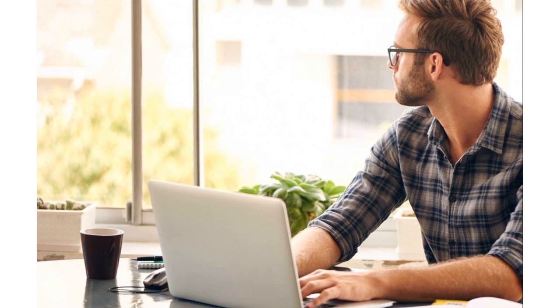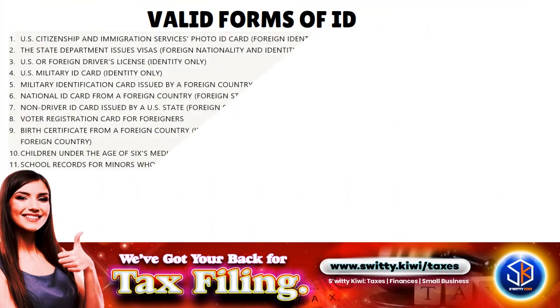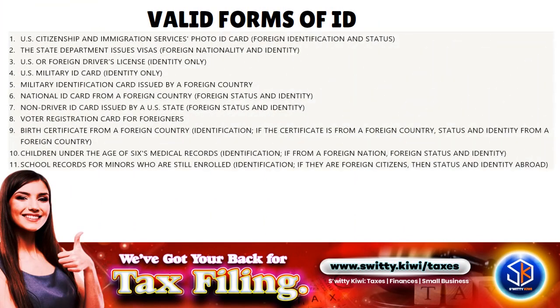So the primary documentation is pretty straightforward. You need a completed form W-7, the tax return that needs the number, and the person who needs the number. You must present valid identification. So when we talk about valid forms of ID, well, it really depends. So it can be your U.S. Citizenship and Immigration Services photo ID card. So this is the foreign identification and status. The State Department that actually issues visas, foreign nationality and identity.